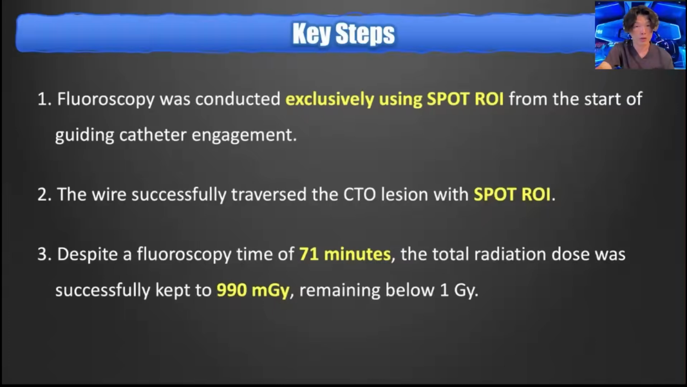This case presentation's key step is the following. Fluoroscopy was conducted experimentally using spot ROI from the start of guiding catheter engagement. The wire successfully delivered to the CTO lesion with spot ROI. Despite a fluoroscopy time of 71 minutes, the total radiation dose was kept at 990 mGy, remaining below 1 gray.